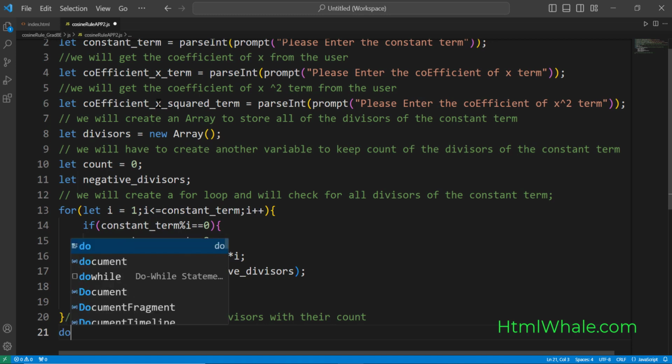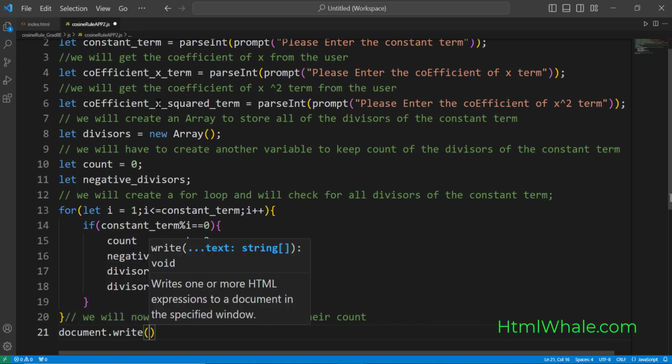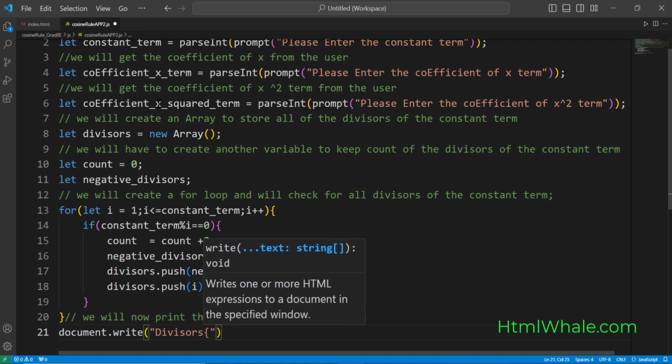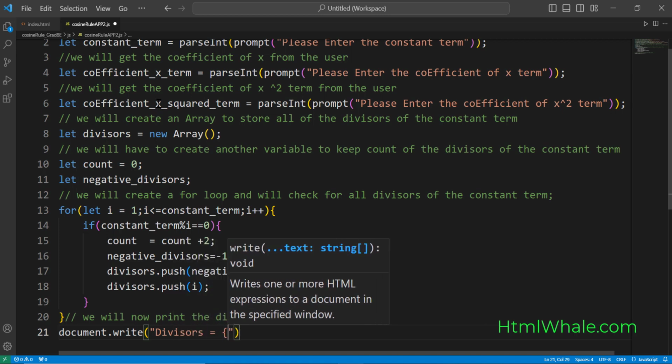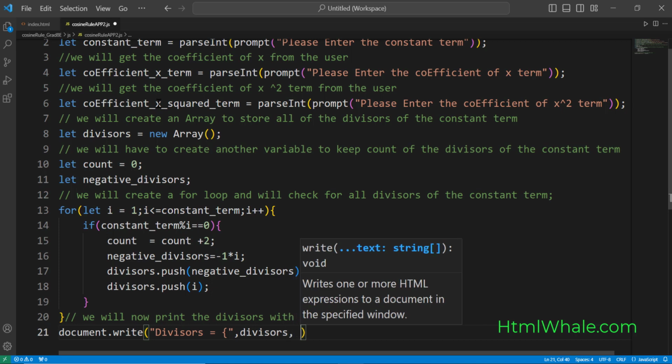So I'm going to say document.write. I will place the parenthesis. Probably I will say divisors. Divisors equal to, the number of divisors would be accumulated in the array. So that goes there. Probably you can have a spacing.